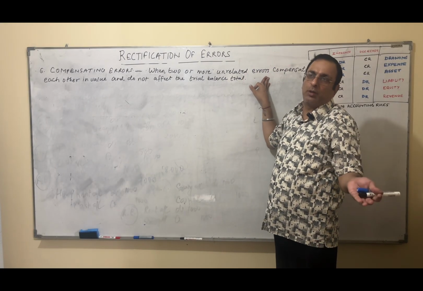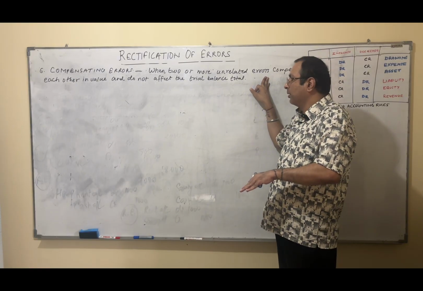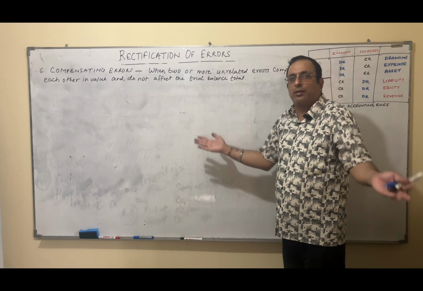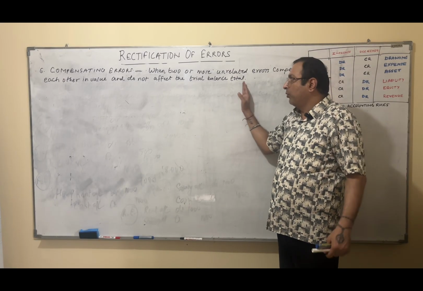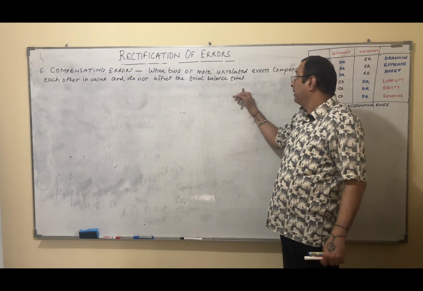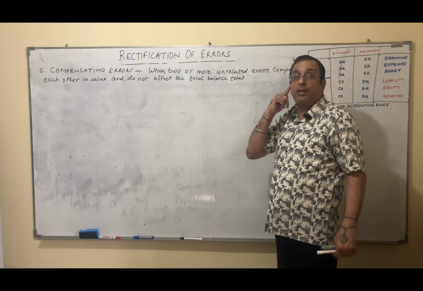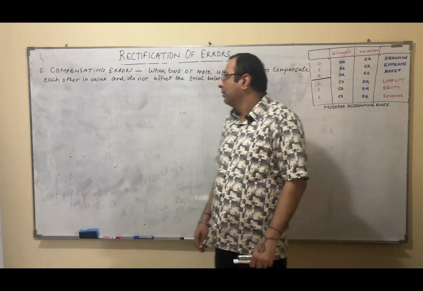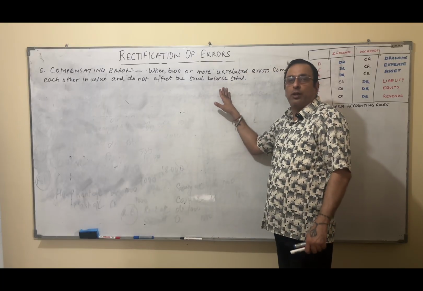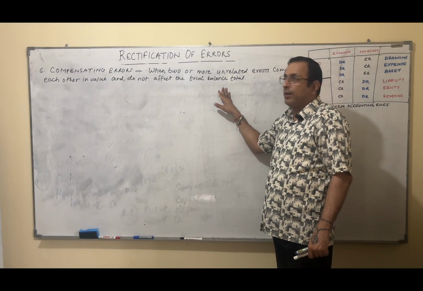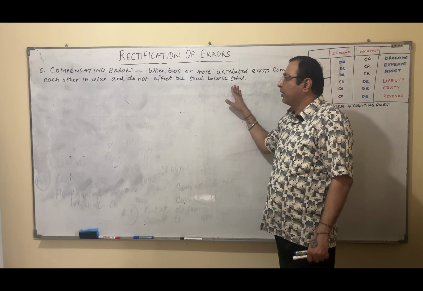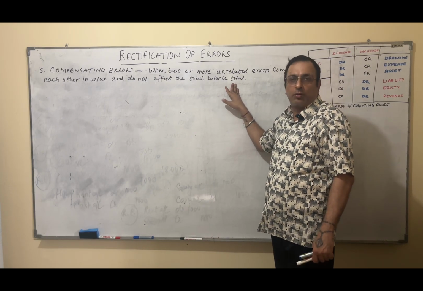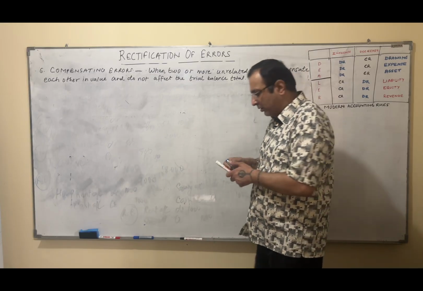One can be principal, other can be commission or omission. Means two different errors with same amount in such a way that they compensate each other in value, in monetary terms, and do not affect the trial balance total. They both compensate each other in such a way that the trial balance total will not be affected. Let us try to understand this with an example.